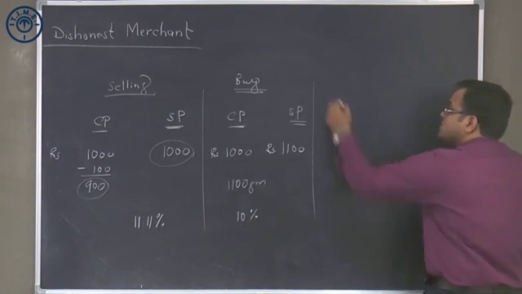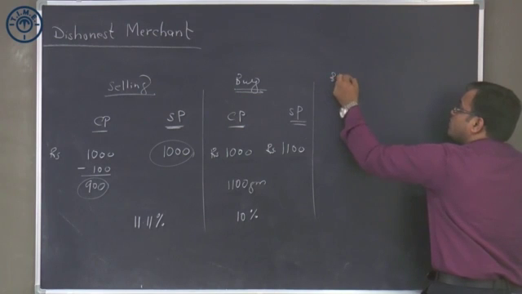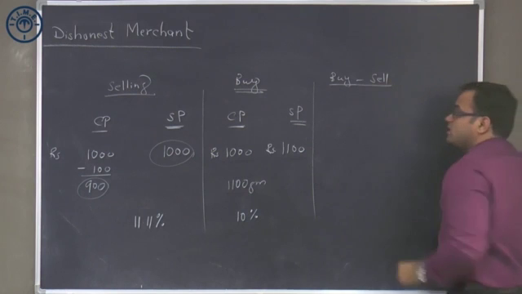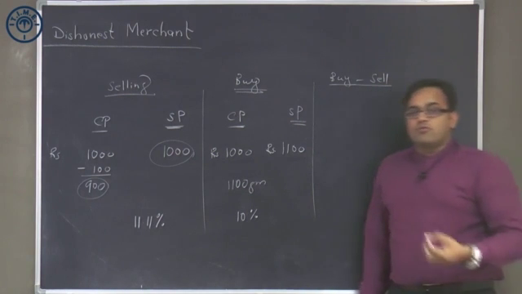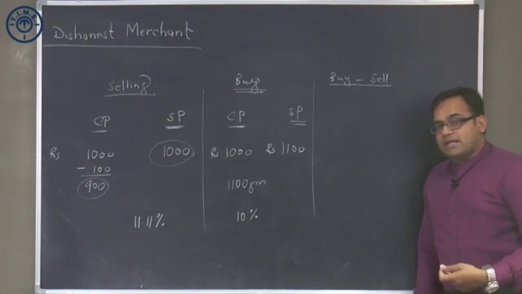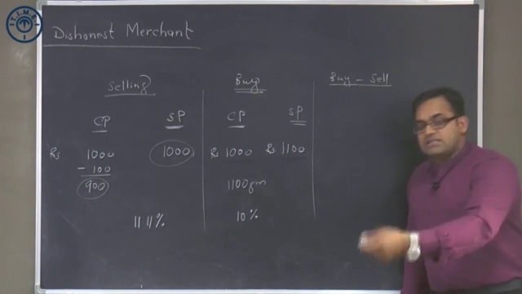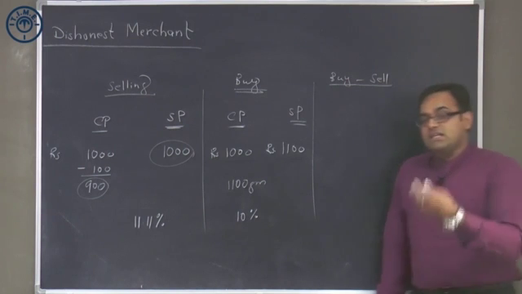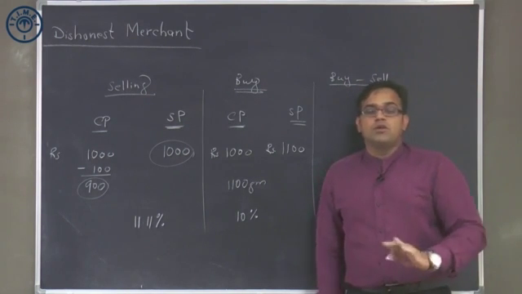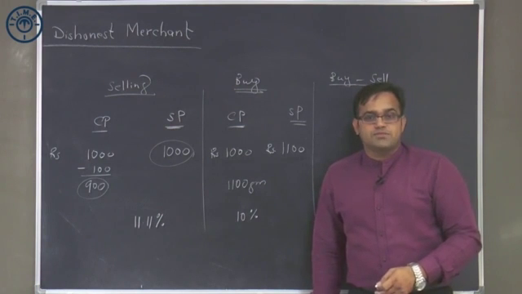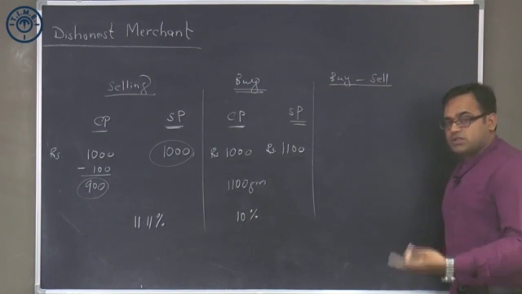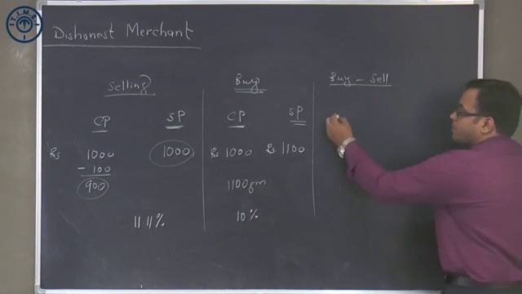Third case, let us say he is cheating on both the buy and the sell side. If he is cheating on both the buy and the sell side, then what will be his profit percentage? So now, when he is buying, he steals 100 grams. When he is selling, he undersells by 100 grams. Then on the whole, what is his profit percentage? You should pause this video here, attempt this question, and then you should continue from here.